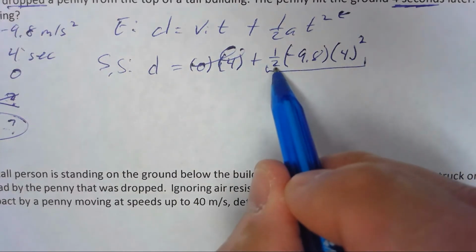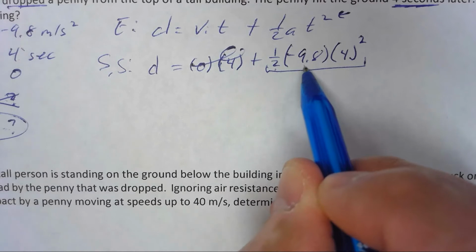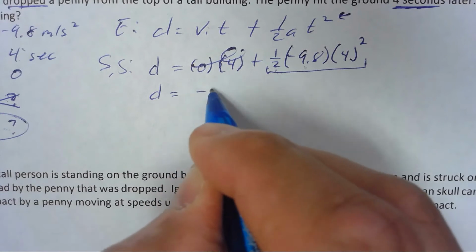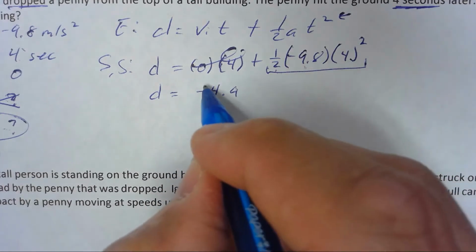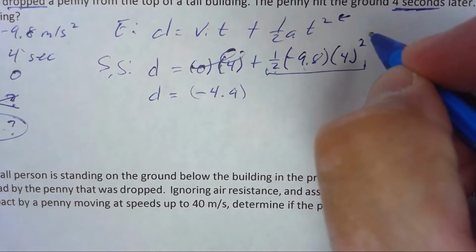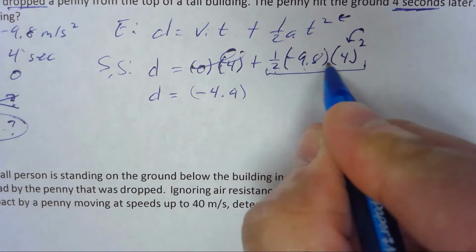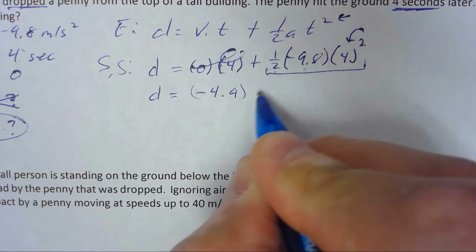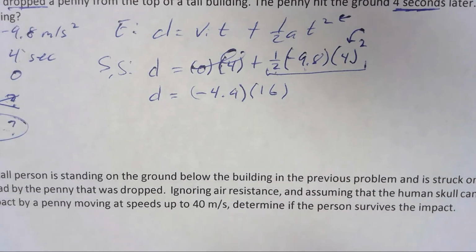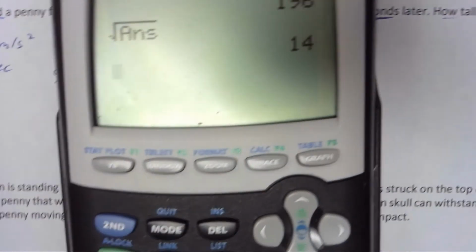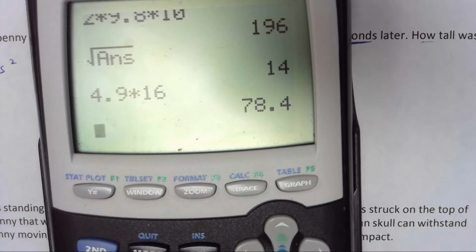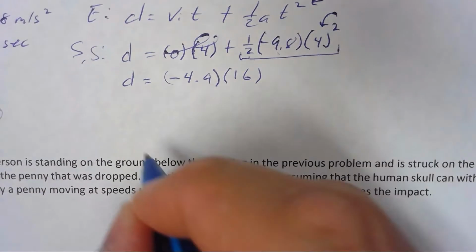So remember from before, half of 9.8 was negative 4.9, right? So just for ease sake, I can go ahead and write that in there. So I now have negative 4.9 times, now this squared only applies to this number, not to the rest of this stuff. Squared only applies to 4. I know that 4 squared is 16. So now I need to do 4.9 times 16. I don't know that off the top of my head. 78.4 is what we get here.